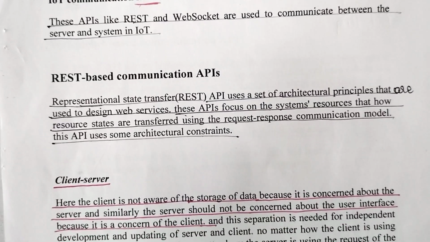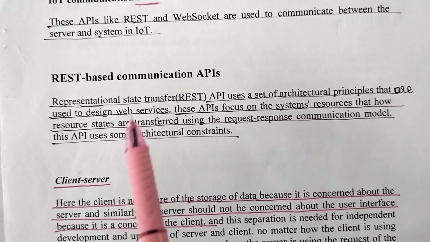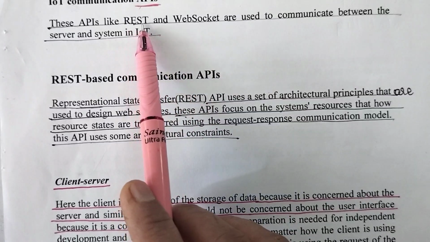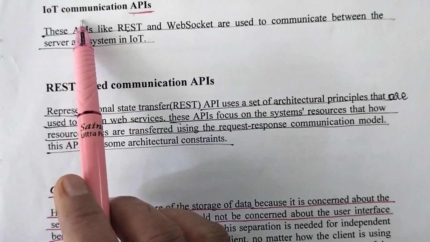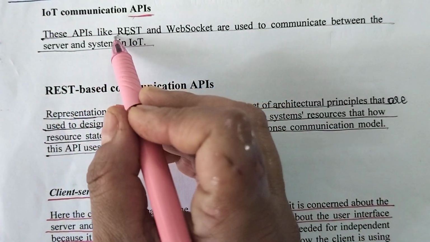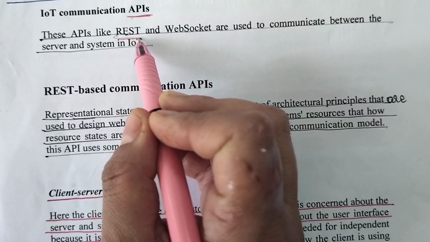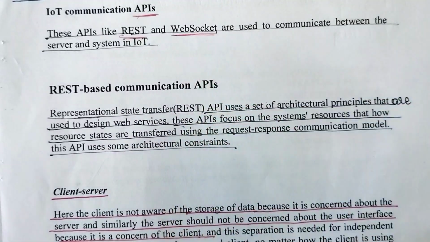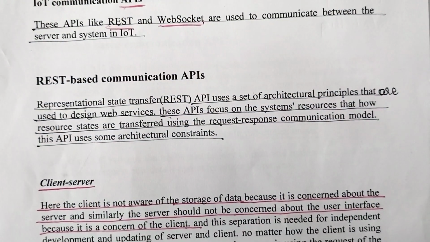Now, basically the kind of APIs that we have are REST based and WebSocket based. There are two kinds of application programming interfaces provided by IoT communication. One is your REST based APIs and another is your WebSocket based APIs. Let us start with the REST based communication APIs.